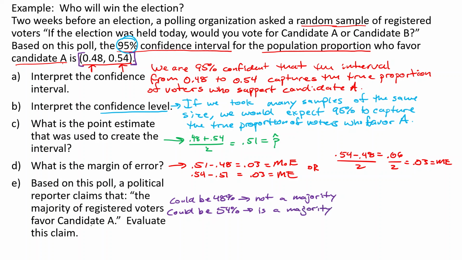All right, so is it safe to make the claim that the majority of voters favor candidate A? No. It could be 48, which is less than a majority. Remember, any point in this interval is a plausible value.